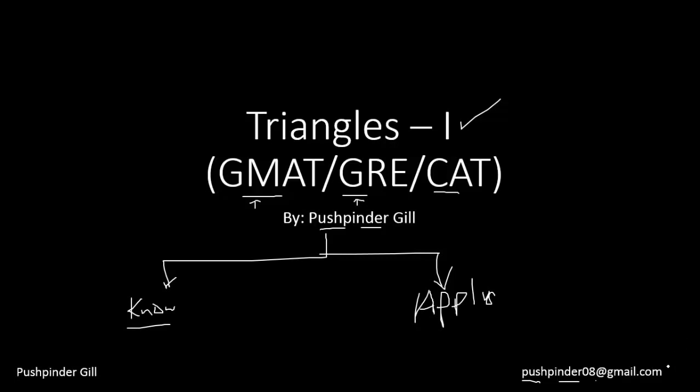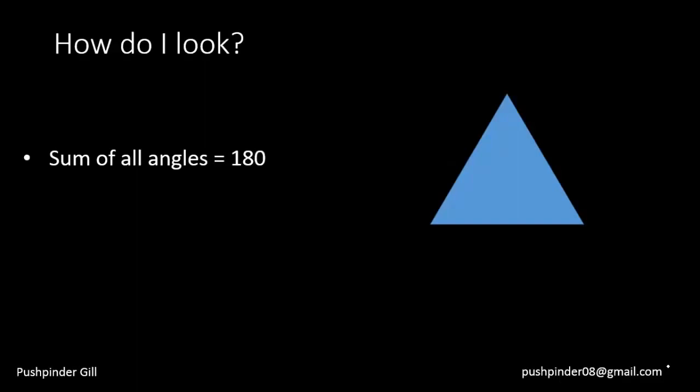So let's start with the most basic property: the sum of angles in a triangle is 180 degrees, and a triangle is a polygon with 3 sides. I'll be giving you a polygon video as well, wherein we'll discuss polygons. So the sum of all angles in a triangle is 180. This plus this plus this is always 180 degrees.